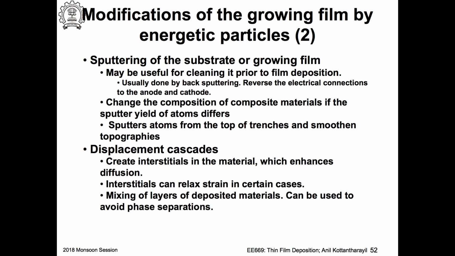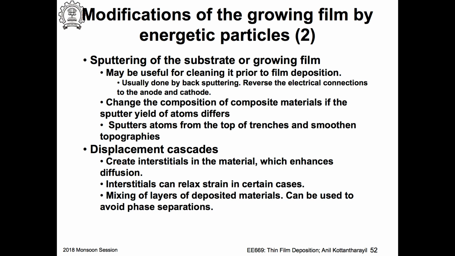So you can do many things with this: sputtering of the substrate or the growing film during the deposition, because the ions hitting the substrate surface are also of high energy. So it may be useful for cleaning the surface prior to the film deposition. And there are different ways that you can do this. For example, this can be just a sputtering using argon.